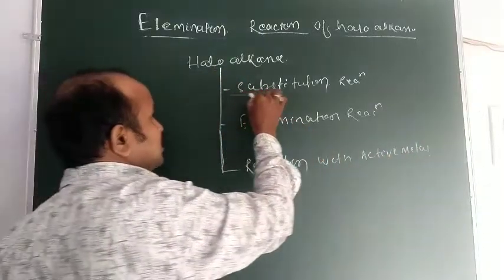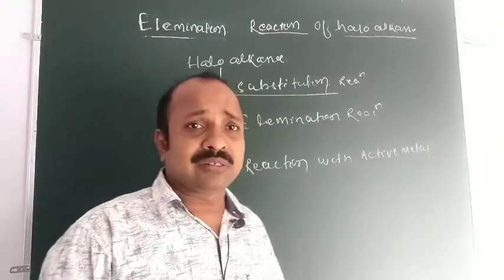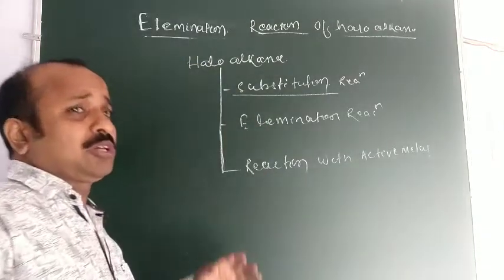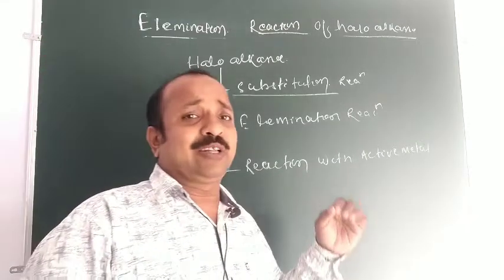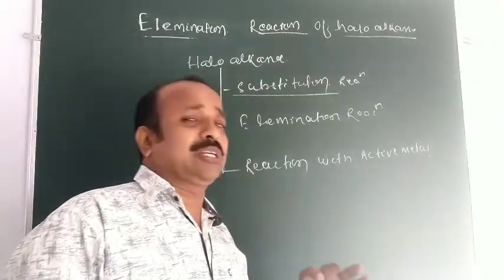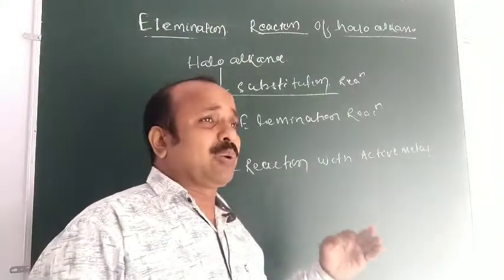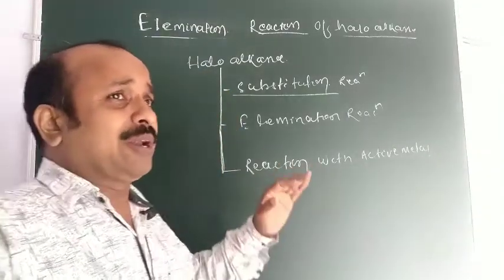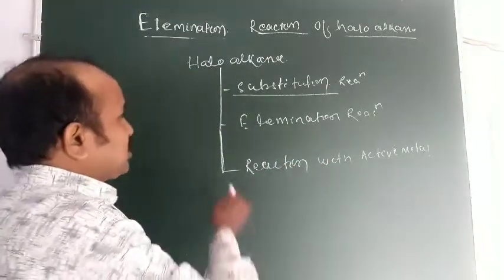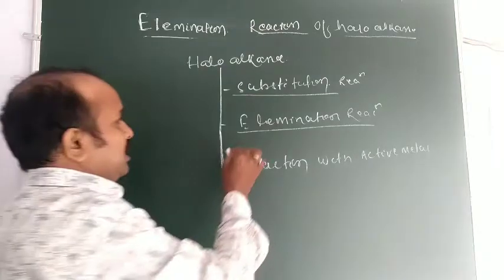We have already discussed the substitution reaction of haloalkane in our previous class: the types of substitution reaction and the mechanism, that is SN1 reaction and SN2 reaction, the difference between SN1 and SN2, and the substitution reaction with different compounds like alkoxide, like the Hofmann aminolysis, like KOH. So today we read about the elimination reaction.